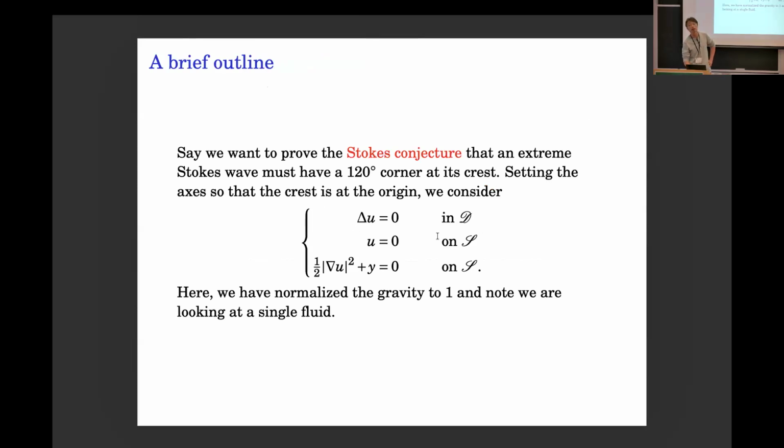You have a harmonic function in the one-fluid region and it's 0 on the boundary. And the Bernoulli's condition is just this. It's not a jump condition. So again, you have a square root of y.